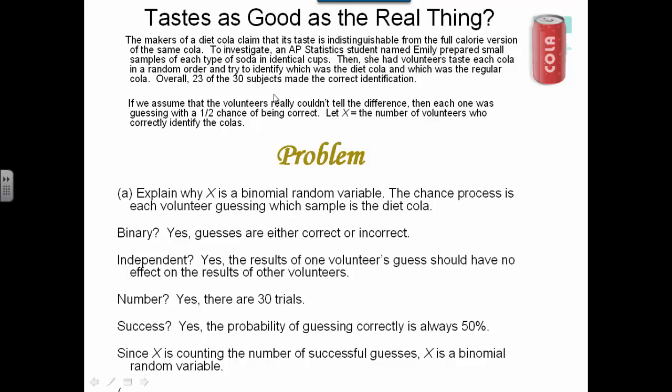Here's another example. The makers of a Diet Cola claim its taste is indistinguishable from a full calorie version of the same cola. To investigate, a student named Emily prepared small samples of soda in identical cups. Then she had volunteers taste each cola and try to identify which was the Diet Cola and which was the regular. 23 subjects made the correct identification. If we assume they can't tell, each was guessing with a 1 out of 2 chance of being correct.